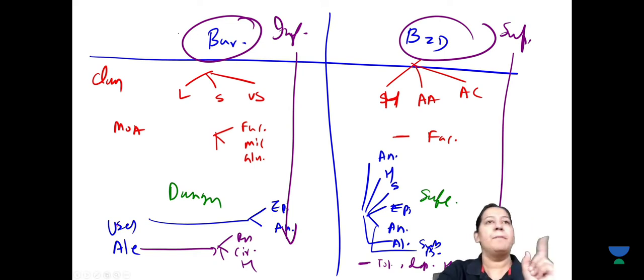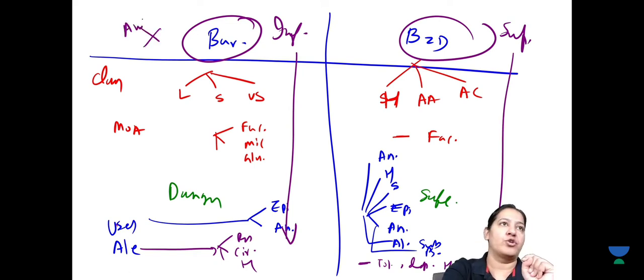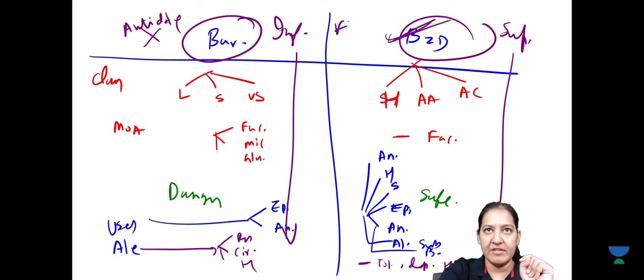The barbiturates do not have a specific antidote. But benzodiazepines have a specific antidote. The name of the specific competitive antidote is flumazenil. Flumazenil.